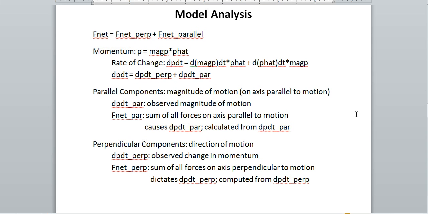So the change in momentum is the observed change in momentum on the perpendicular axis to the motion, and the net force perpendicular is the sum of all the forces on the axis perpendicular to motion.